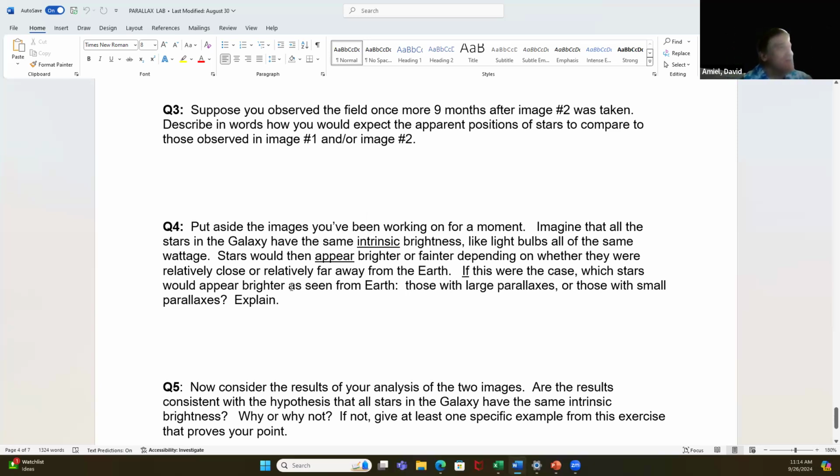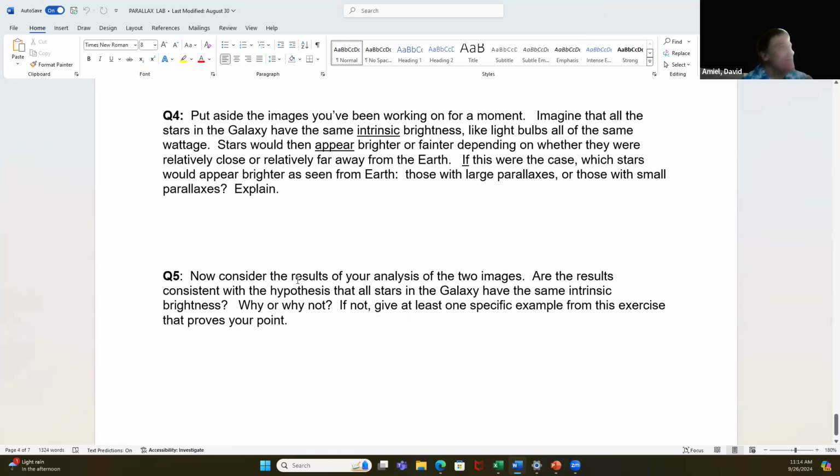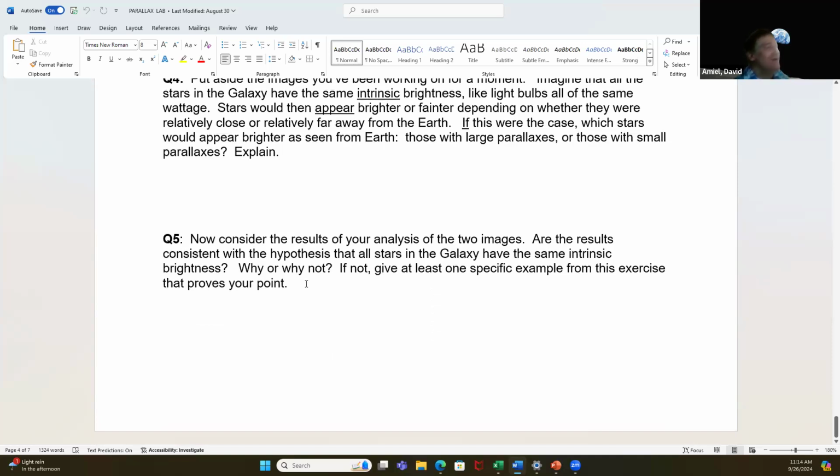If this were the case, which stars would appear brighter as seen from Earth? Those with large parallaxes or those with small parallaxes? Explain your answer. So try to think about that. If you have any questions, love to know how you guys are thinking about that.